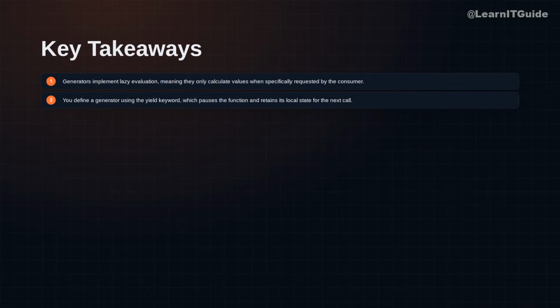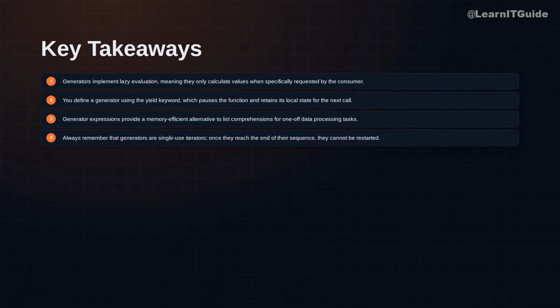To wrap up, remember these points. Generators implement lazy evaluation, so they only calculate values on demand. You define them with the yield keyword, which pauses the function but keeps your variables ready for the next call. Use generator expressions as a direct, memory-efficient replacement for list comprehensions. And finally, never forget that generators are single-use iterators. You have to recreate them if you need to start the sequence over. These concepts are the foundation of writing professional, scalable Python code.